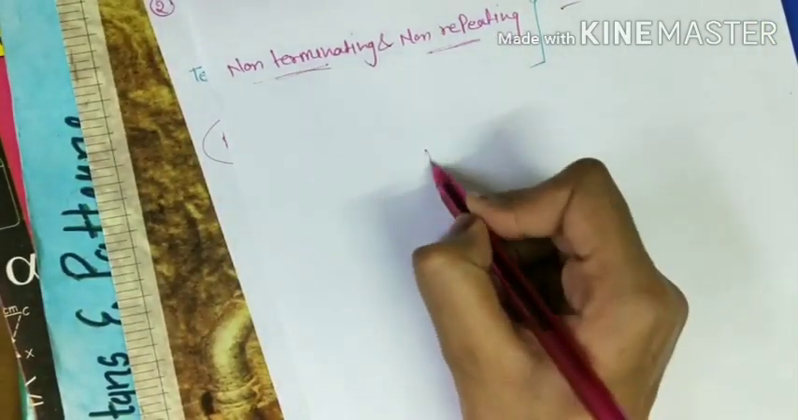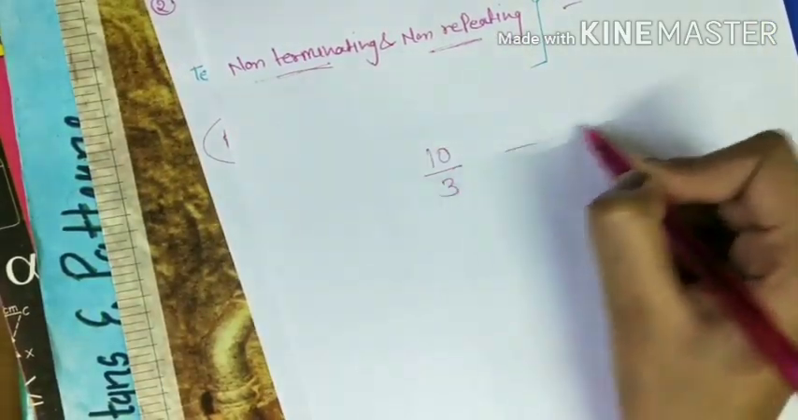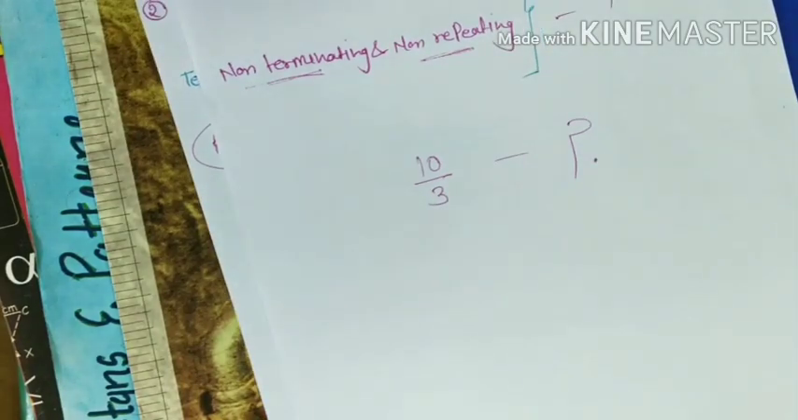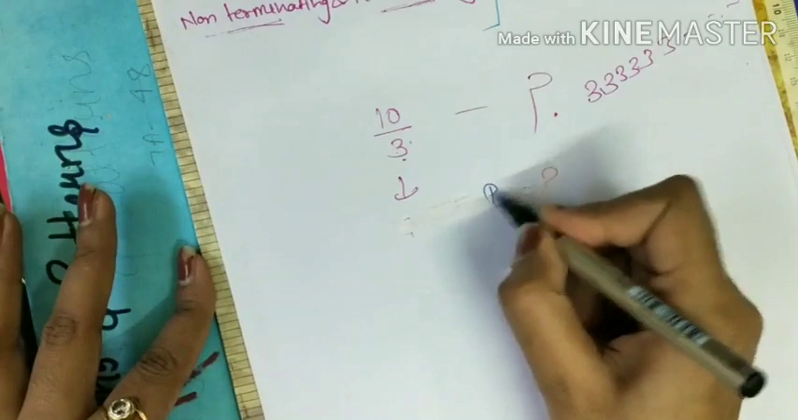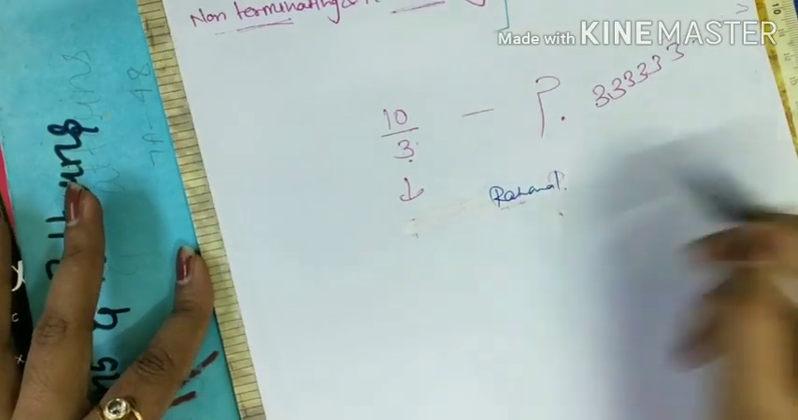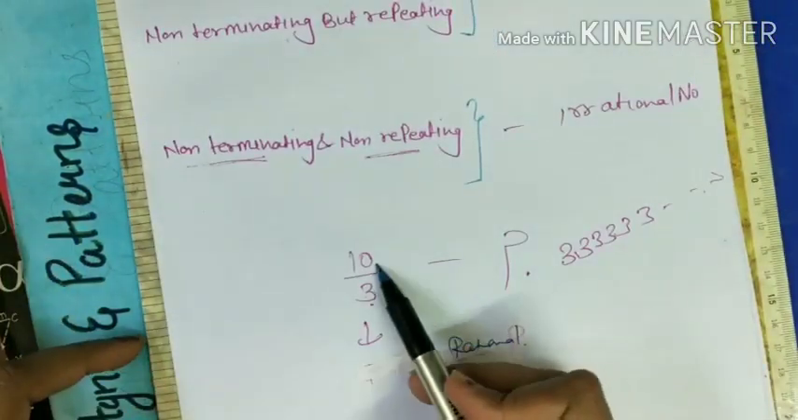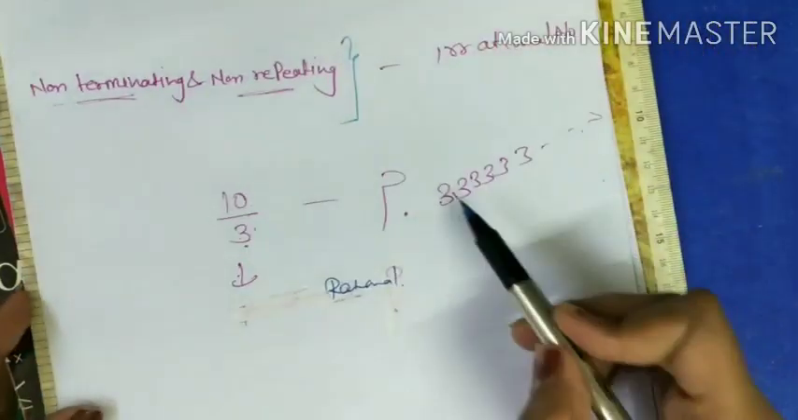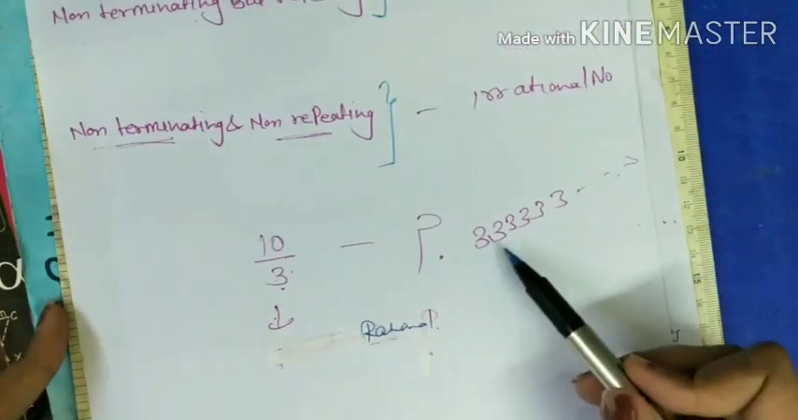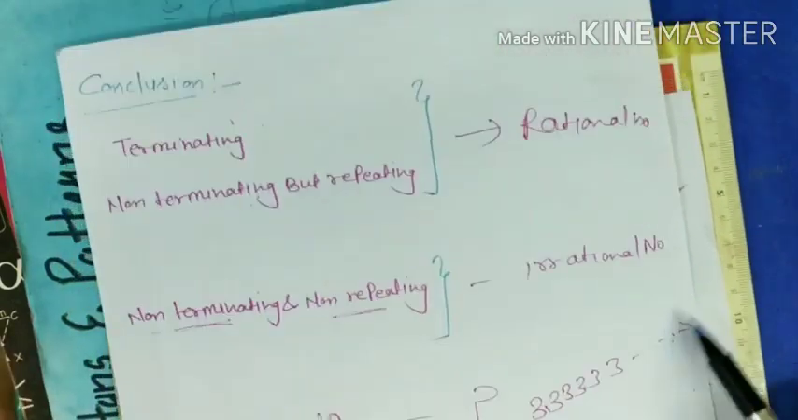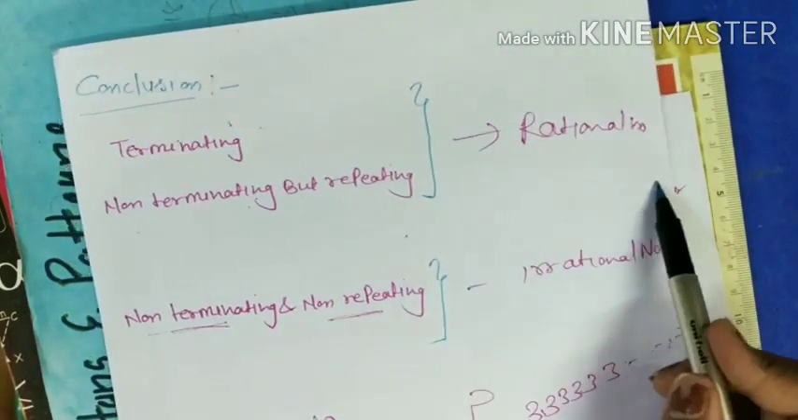Now one question is for you, children. Tell me 10 by 3. Is it rational or irrational? What's your answer, children? It's a rational number. Why? Because when you divide 10 by 3, you are getting 3.333 and so on. You can see it is non-terminating but repeating. So it is a rational number.